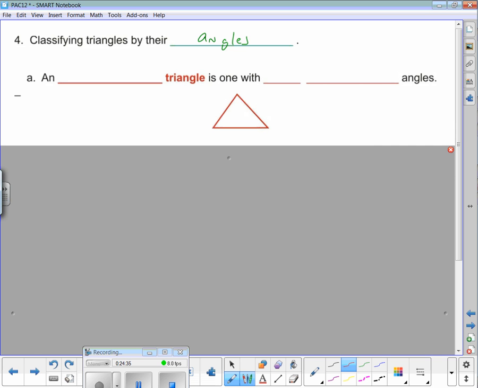Let's start off with the acute one. She's an acute triangle, nice and slim and trim. And that is a triangle with how many acute angles? What do you think? Two? Three? One?